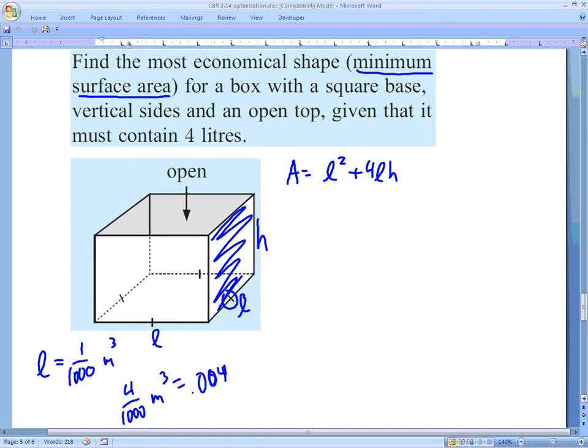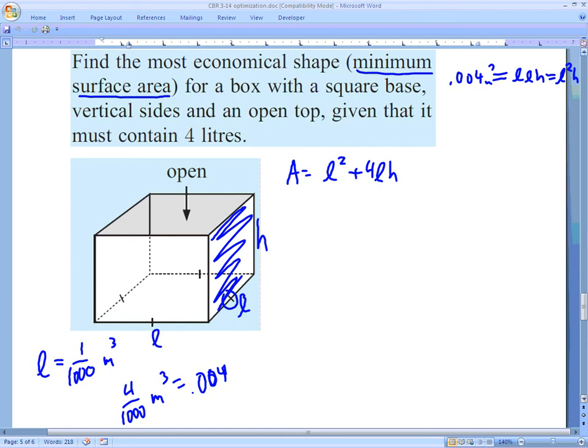Too many variables. I need to rewrite these using just one variable. And I know that overall the volume of this needs to be 0.004 cubic meters. So I'm thinking about everything being in meters in this problem. So off to the side, 0.004 cubic meters has to be equal to my volume, which would be length times width times height, or length squared times height. We could really utilize either one. I'm going to put it all in terms of L.